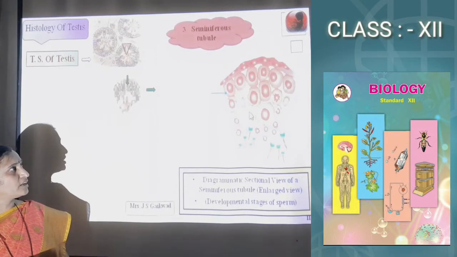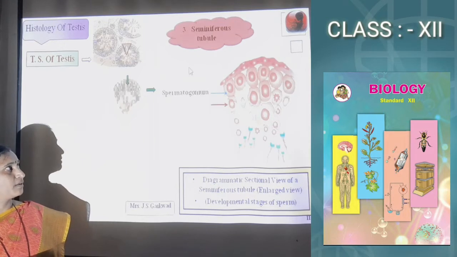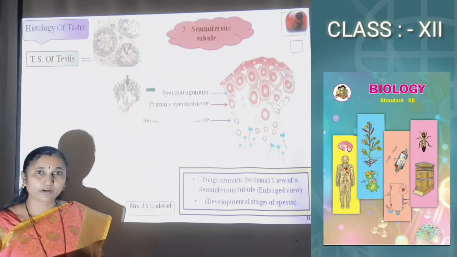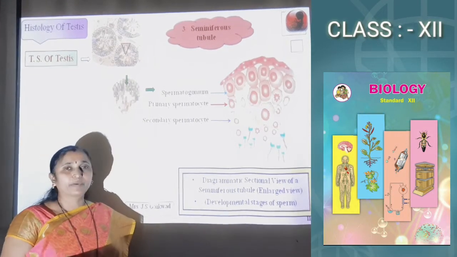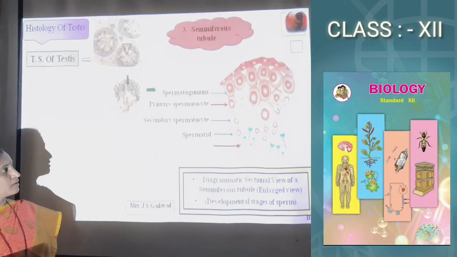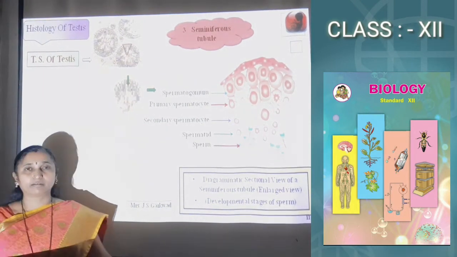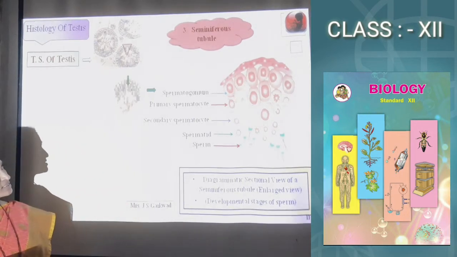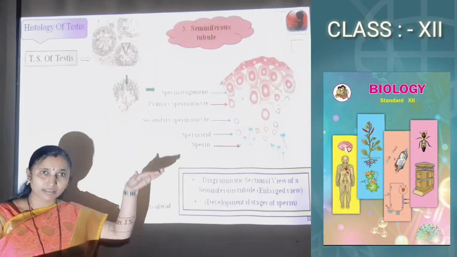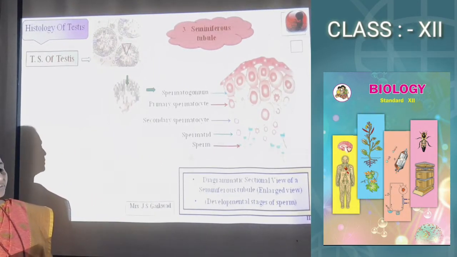What structures are present in the seminiferous tubules? See here: spermatogonium, these are the germinal epithelium cells. Primary spermatocytes, secondary spermatocytes, then spermatids, and last and most important, the sperm, the male gamete. All these structures, spermatogonium, primary spermatocytes, secondary spermatocytes and sperms, are the developmental stages of the sperm.